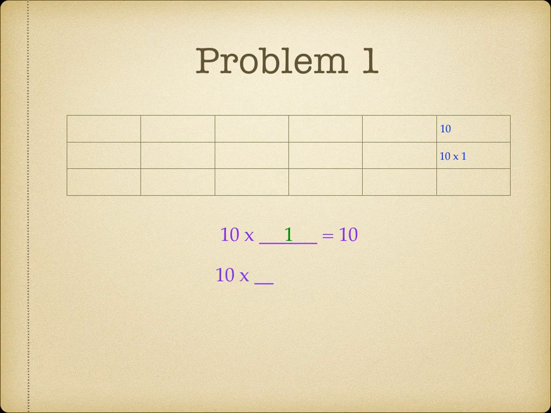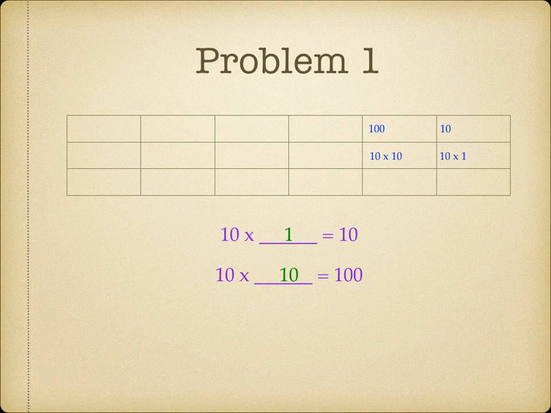Here's another one. 10 times blank equals 100. What would go in the blank? Well, 10 times 10 equals 100. We're going to put 100 up next to the 10. And then right under it, we're going to do 10 times 10.